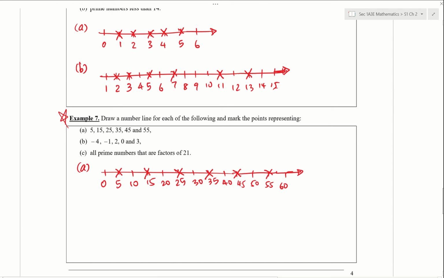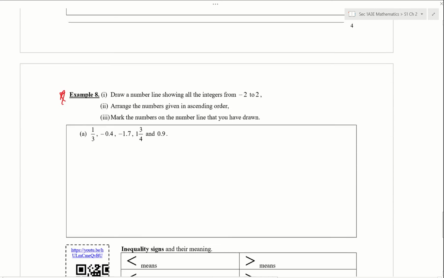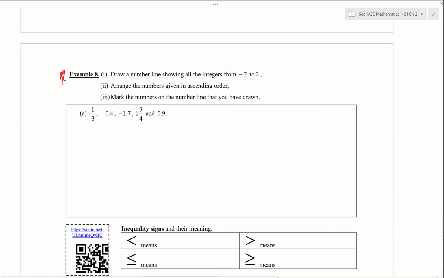Okay, next. Draw number line, showing all the integers from -2 to 2, part 1. Hey, what's this? Is your format like this? Okay, so I think this over here is for part 2. I think there's a printing error. So in that case, let's just do part 1 over here on the side so that we don't confuse ourselves.